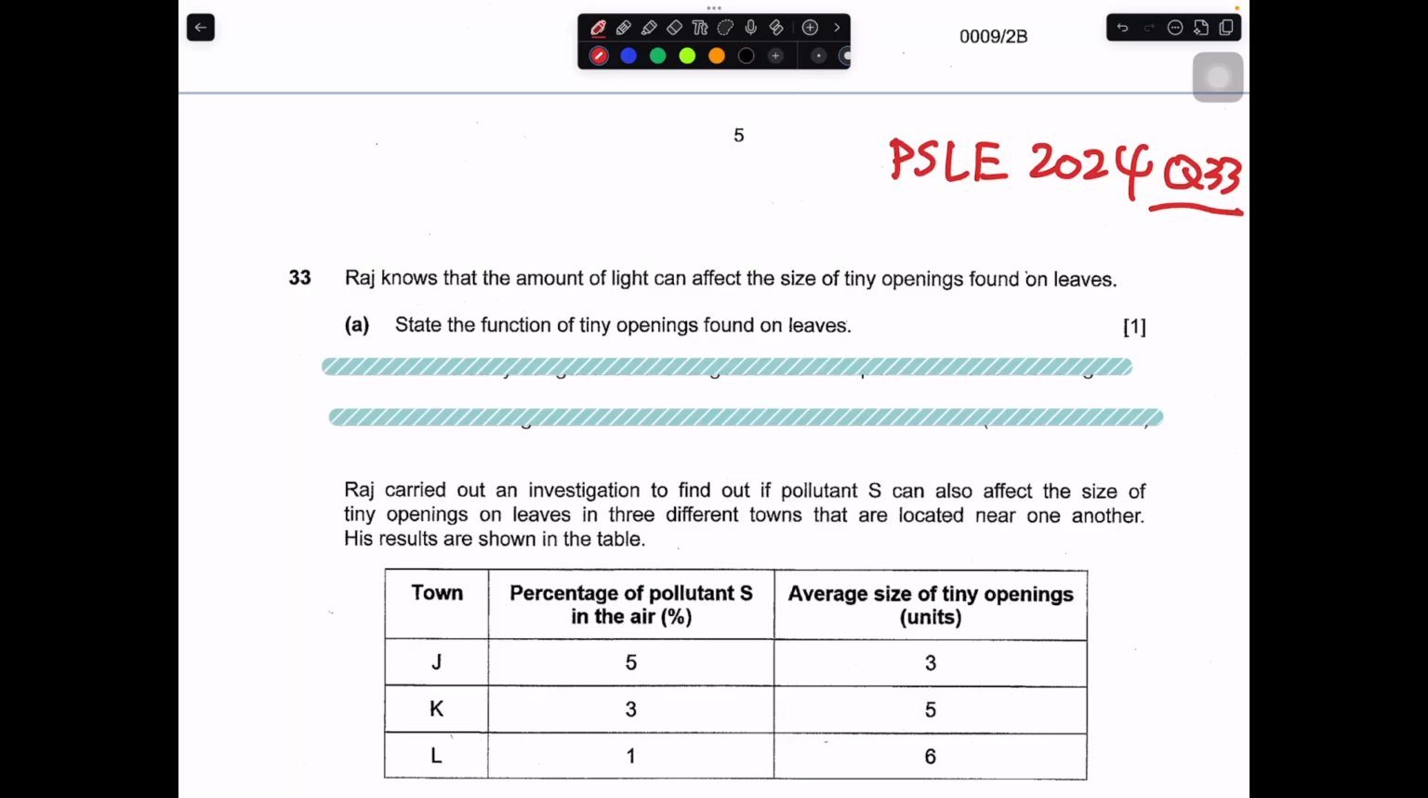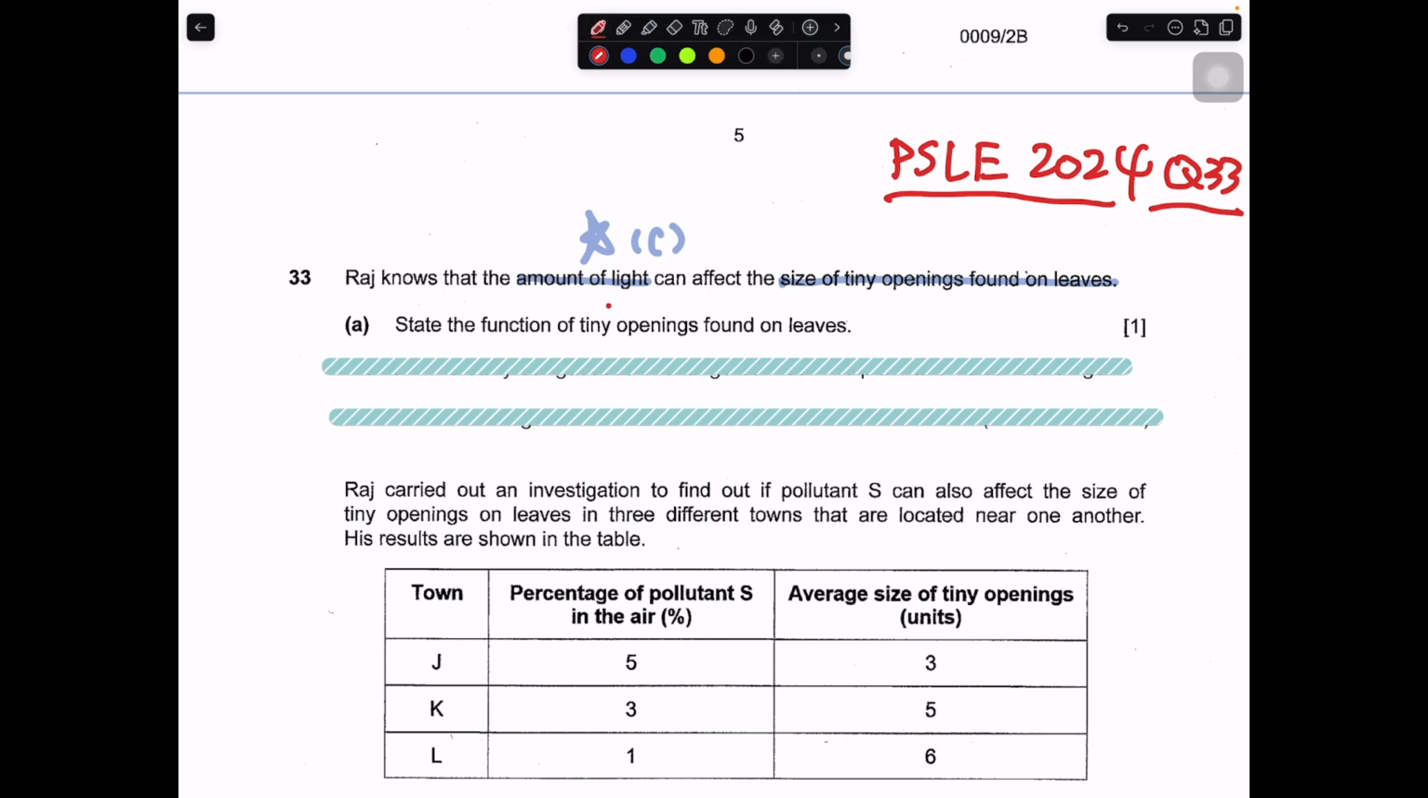So today I'll be going through PSLE 2024 question number 33. Raj knows that the amount of light can affect the size of the tiny opening found on leaf. This one is a key piece of information given to you, and this is related to part C. So part A is just to state the function of the tiny openings found on leaf.